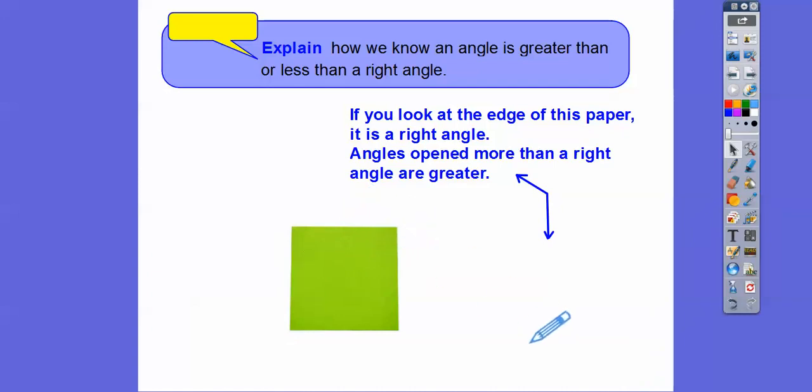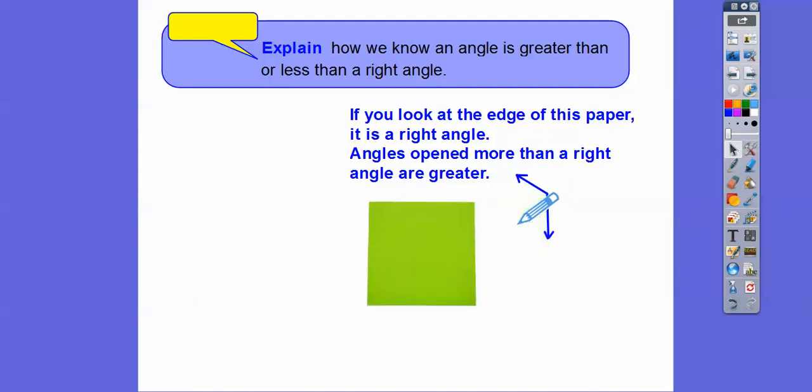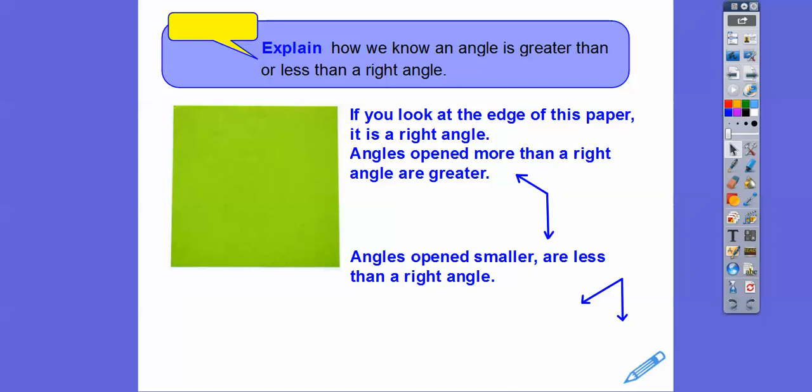So if an angle is opened up more, then it's going to be more than a right angle. If I put that right there, can you see how this angle is opened up more than that right angle? So it's just more than a right angle. Later we'll learn about that being called an obtuse angle, but that's, I think, in fourth grade. Here's an angle that's opened up less.